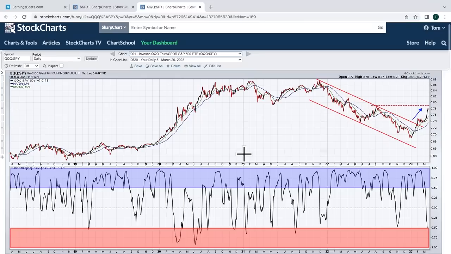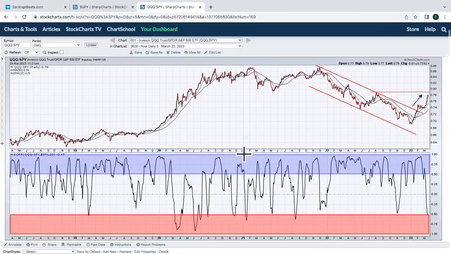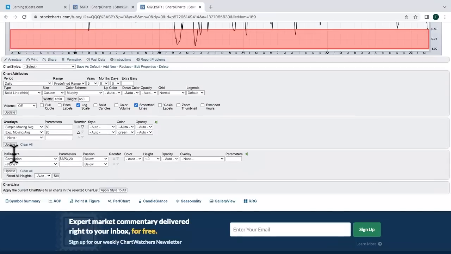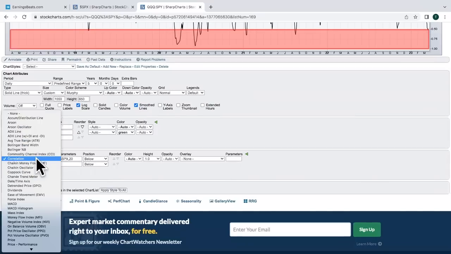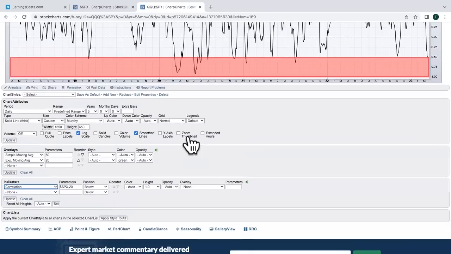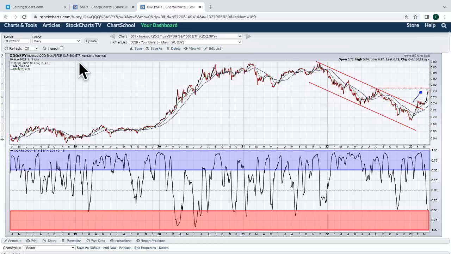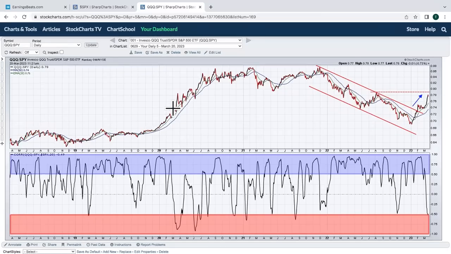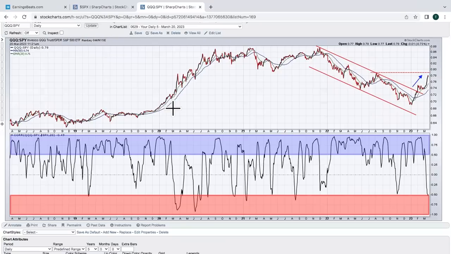Now, down at the bottom, I've added the correlation coefficient. And if you go down to the bottom of your settings under indicators, you will see correlation. It's in alphabetical order. Just go down to the correlation and check on that. Now, I make the height of the panel 1.0 so that the height is just as big as the price chart. And then I can analyze. And what the correlation coefficient does is it will take a look at whatever you're looking at on the chart and compare it to some other symbol. Now, the default is the S&P 500, and that's what I wanted to use here.